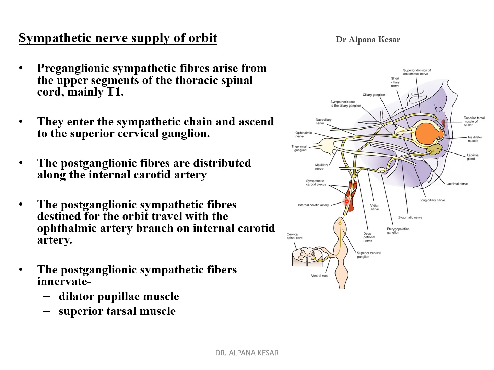The postganglionic sympathetic fibers, which are destined for the orbit, travel around the ophthalmic artery, which is a branch of internal carotid artery. The postganglionic sympathetic fibers innervate the dilator pupillae muscle that helps in the dilation of pupil and superior tarsal muscle that helps in maintaining the upper eyelid open or elevated subconsciously at all times.